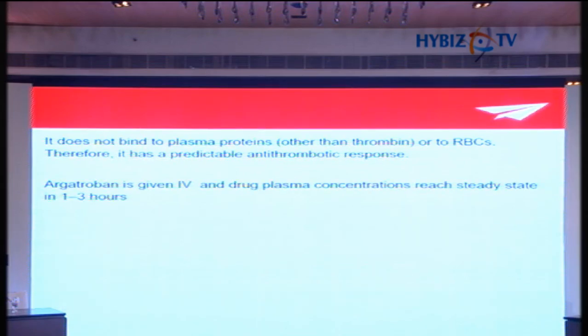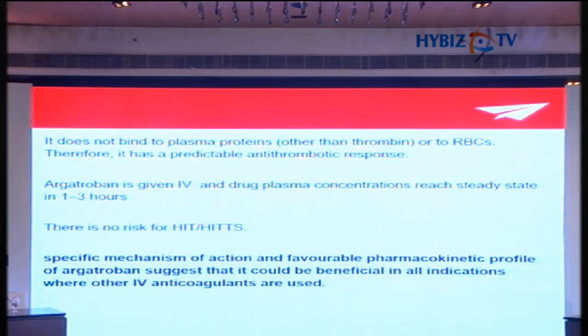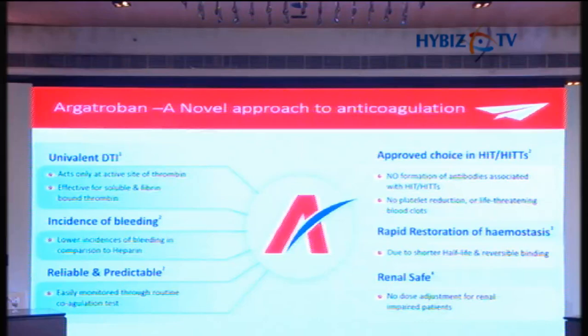Argatroban is given IV and drug plasma concentration reaches its steady state in 1 to 3 hours. There is no risk of HIT or HITTS. The specific mechanism of action and favorable pharmacokinetic profile of argatroban suggest that it could be beneficial in all indications where other IV anticoagulants are used. So these are the specific advantages of argatroban.